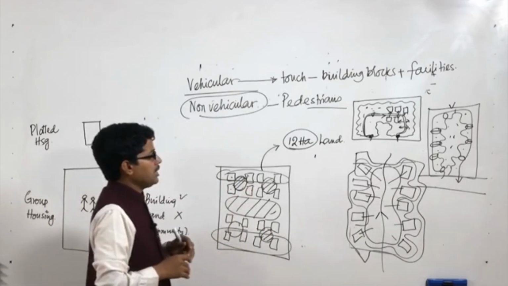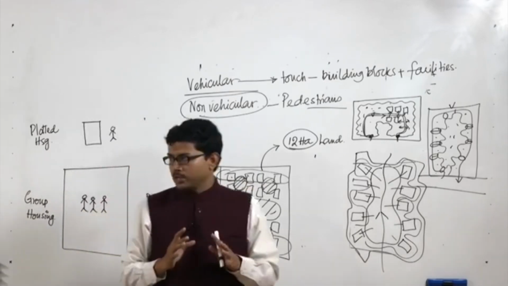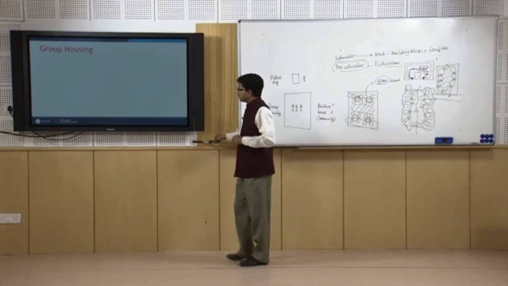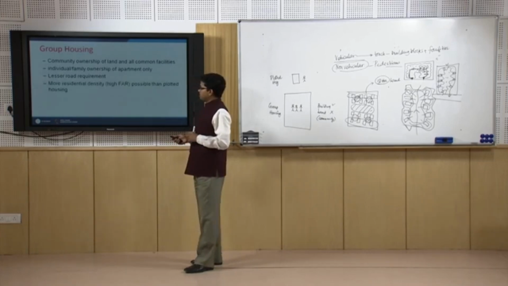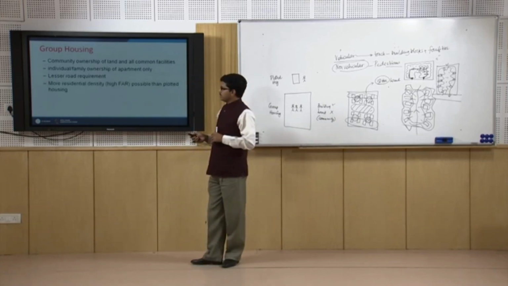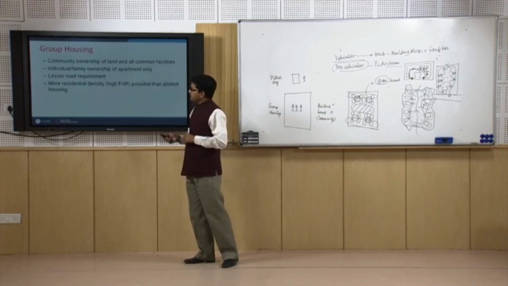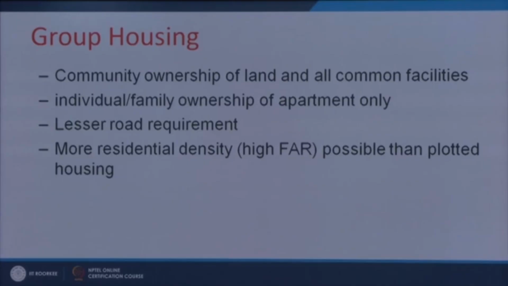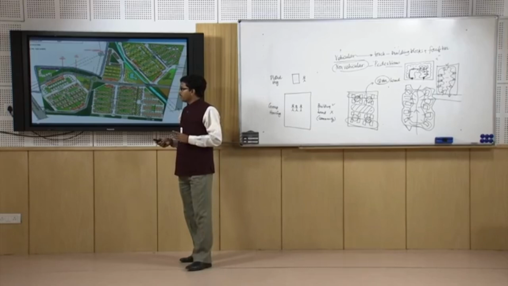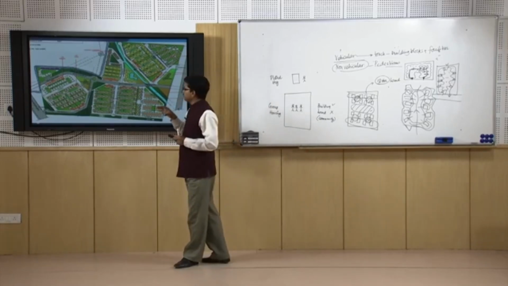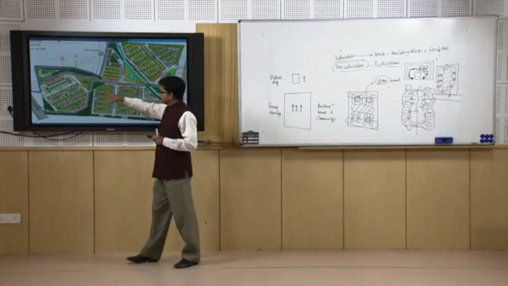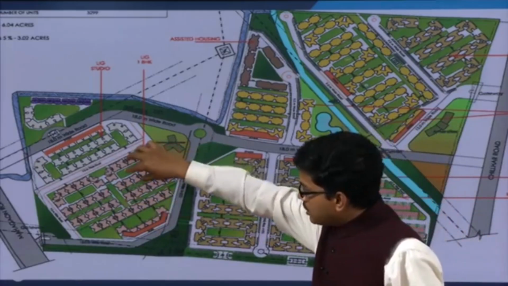Now, based on this, let us see some examples, so that you understand in a better way. This element we have discussed, that group housing has community ownership of the land, individual family ownership of the apartment, lesser road requirement, and more density is possible to achieve using a higher FAR than plotted housing. This is one example of segregated or distributed in a hierarchical fashion. You can see various clusters are developed. This is one cluster, this is another cluster.